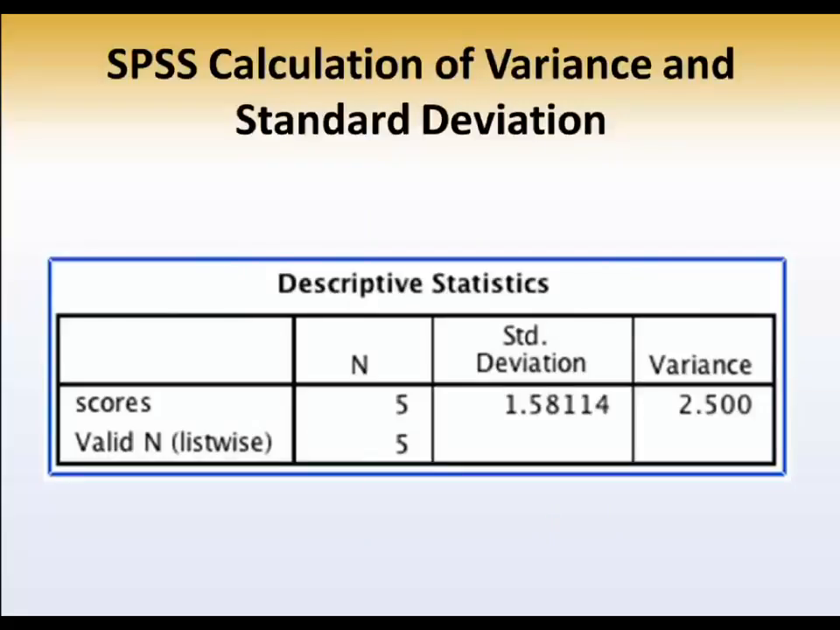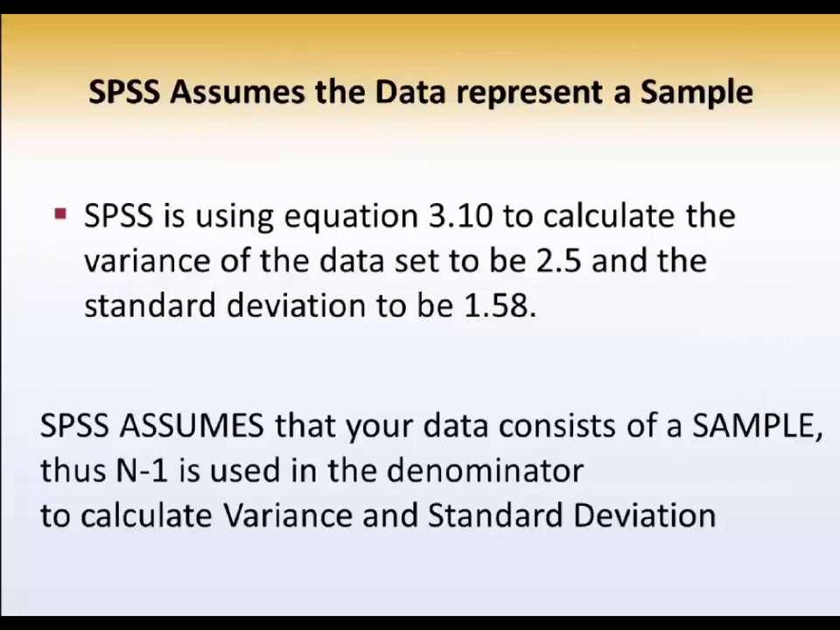So SPSS must be calculating the standard deviation and variance of sample data. It's using equation 3.1 in the text to calculate the variance of the data to be 2.5 and the standard deviation of 1.58. SPSS assumes your data to be a sample, thus n minus 1 is being used in the denominator to calculate the variance and standard deviation.